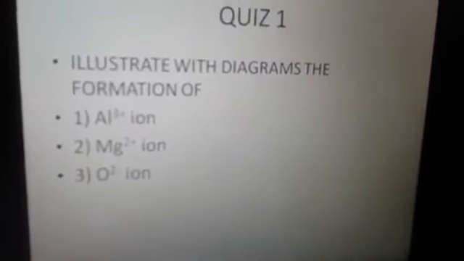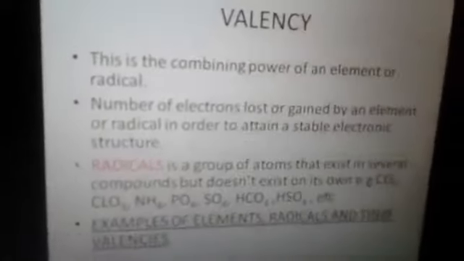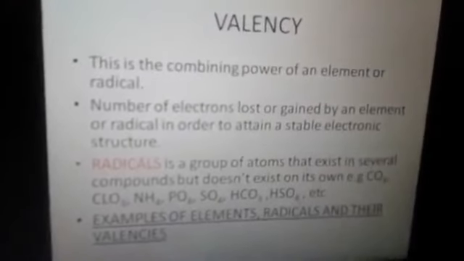So we have a small quiz here. Illustrate with diagrams the formation of the aluminium 3+ ion, magnesium 2+ ion, and the oxide ion. So you can try those ones by pausing the video and try to see if you can really get those answers. So let us try more illustrations to show more of this work after this.